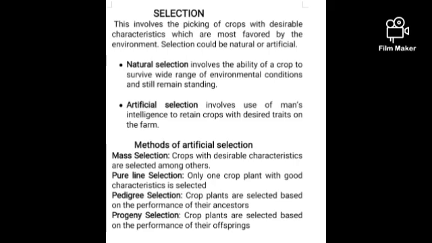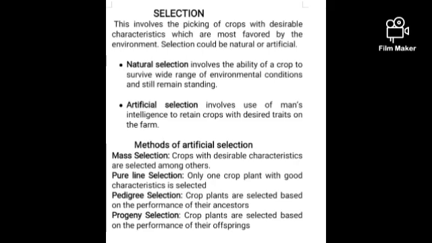So we move to the second process of crop improvement, which is selection. Selection involves the artificial picking of crops with desirable characteristics which are most favored by the environment. Selection can be natural and it can be artificial.